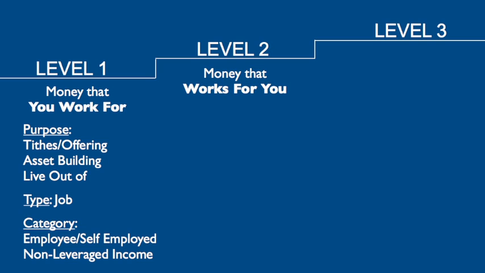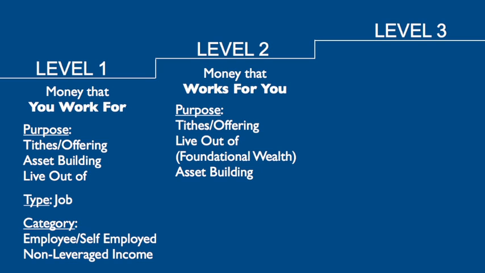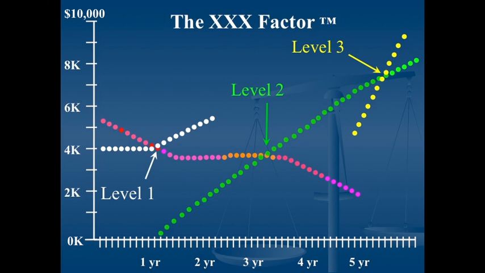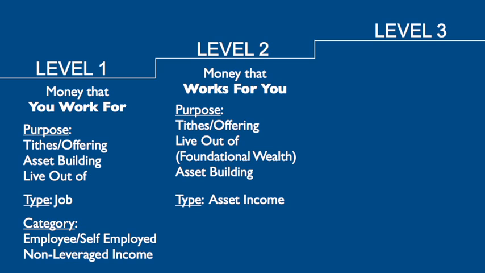The second one, level two, is money that works for you. Purpose, again, is still your tithes and offerings. You live off of it. But look, this is where you're growing and building your foundational wealth. Level two corresponds to the green line, or the green dots, on the XXX Factor.